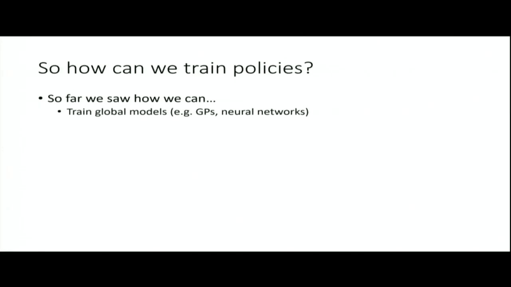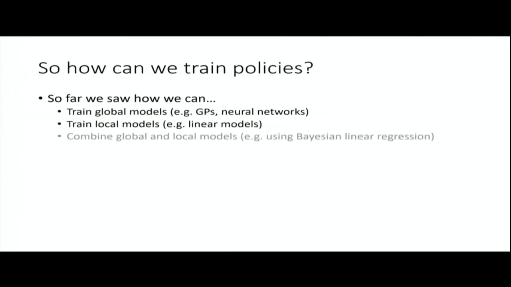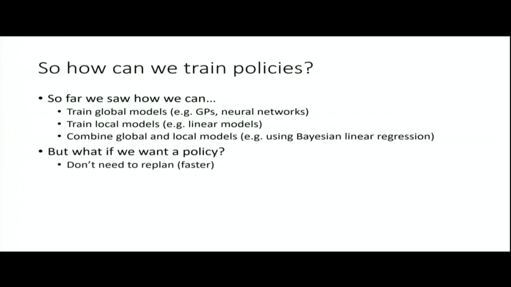So far we saw that we can train global models like Gaussian processes or neural networks. We can train local models, for example, using the linear regression technique that I covered on Monday. And I very briefly mentioned how we can combine global and local models, for example, by using Bayesian linear regression. This was very brief, so if you don't remember it, don't worry about it. But what if we want a policy? Again, the advantage is that maybe you don't need to replan, so it's faster, and the better generalization.